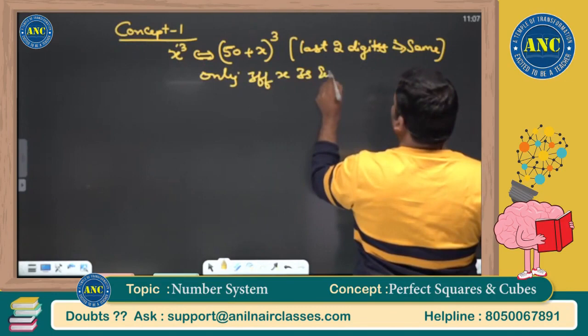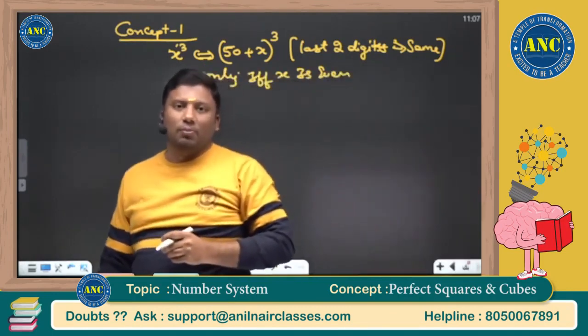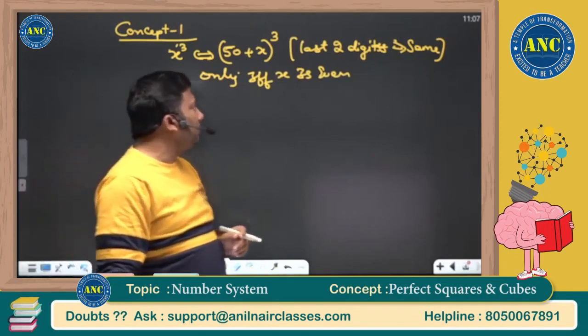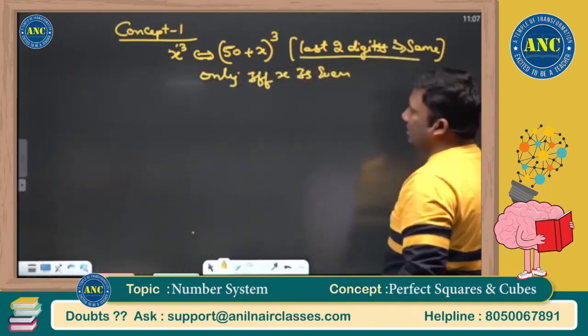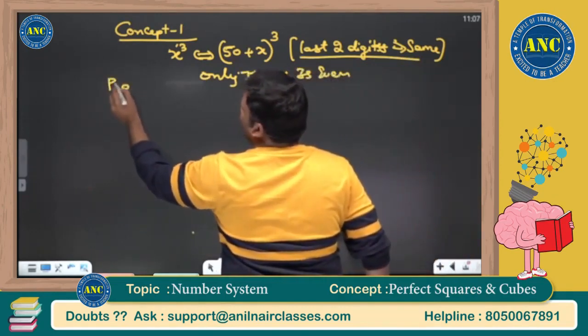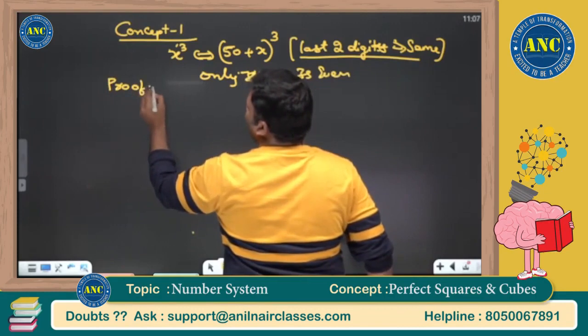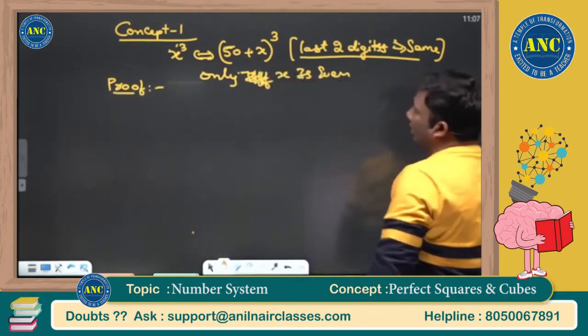As you know, I will always discuss the proof. x cube and 50 plus x whole cube: the last two digits will be the same, only if x is even. Why will it be the same? We will take it with an example. Very, very important concept. Otherwise, it will take a lot of time to solve the question.